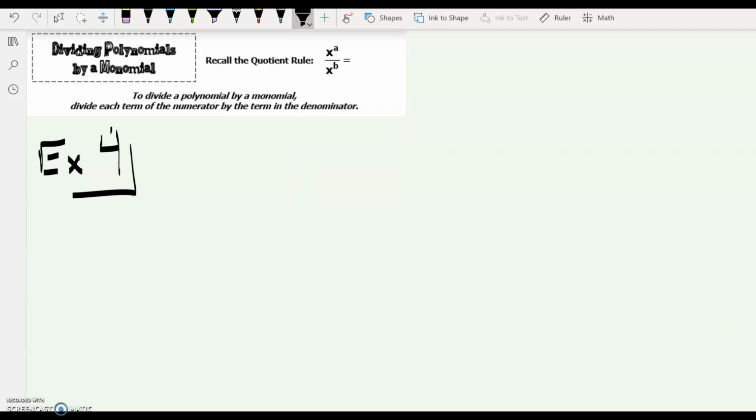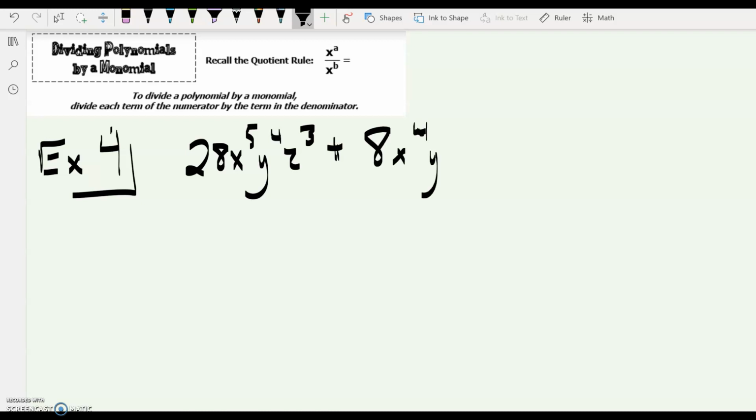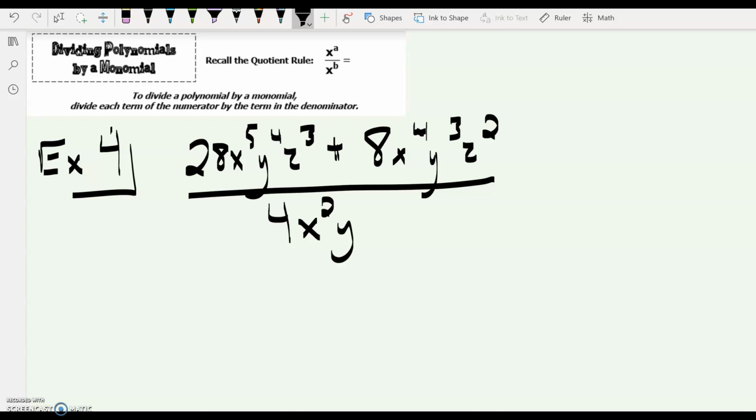This is example 4, and this is going to be a long-ish problem. We are going to have 28x to the 5th, y to the 4th, z to the 3rd, plus 8x to the 4th, y to the 3rd, z squared. All of that is divided by 4x squared, y squared, z squared.